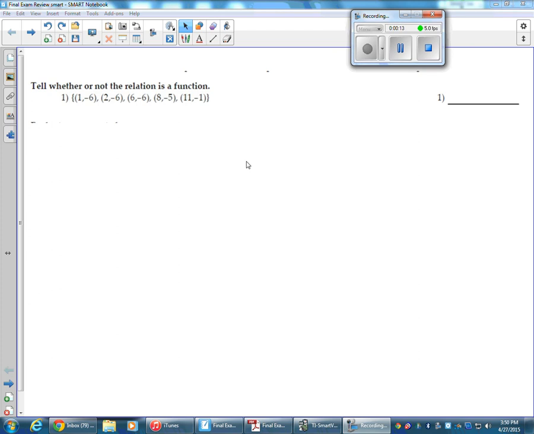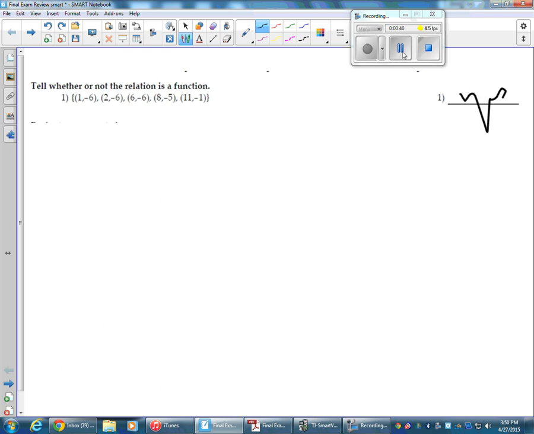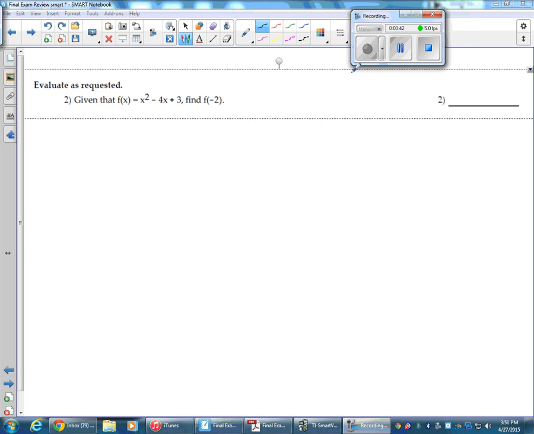Question number 1 says, tell whether or not the relation is a function. Well, you want to look at all the points, and in order for a relation to be a function, the x's cannot be repeated. It's fine for the y's to be repeated. What you want to look for is that there's no place in your relation where the x's are repeated. So when I'm looking here, I have a 1 and a 2 and a 6 and an 8 and 11. So my answer would be yes, this is a function. I'm going to pause this for a second. My pen's not working.